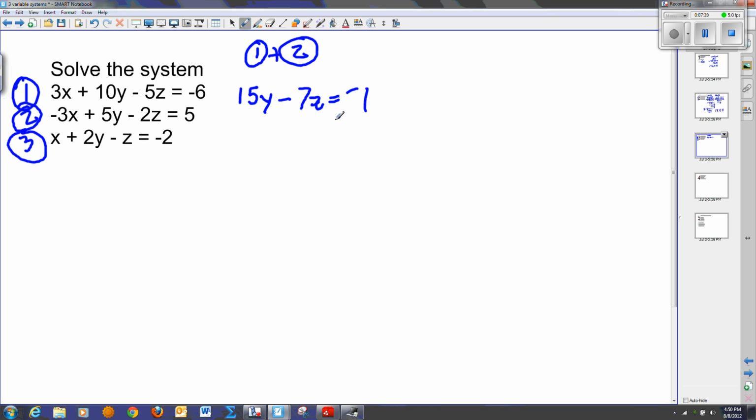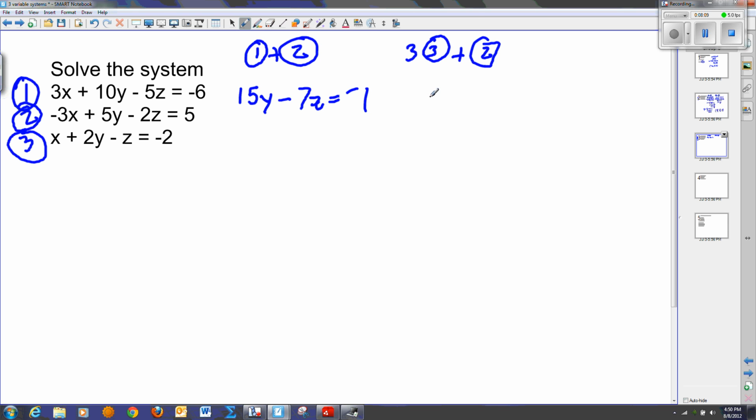So next what I have to do is decide, all right, I need to pick 2 of these equations, and I need to eliminate an x variable from the 2. But in order to do so, I'm going to have to multiply. It looks like this is a pretty simple one to do. I'm going to multiply equation 3 by 3 and add that to equation 2.